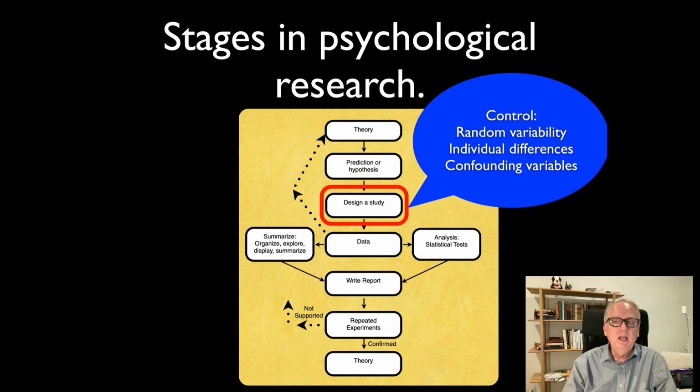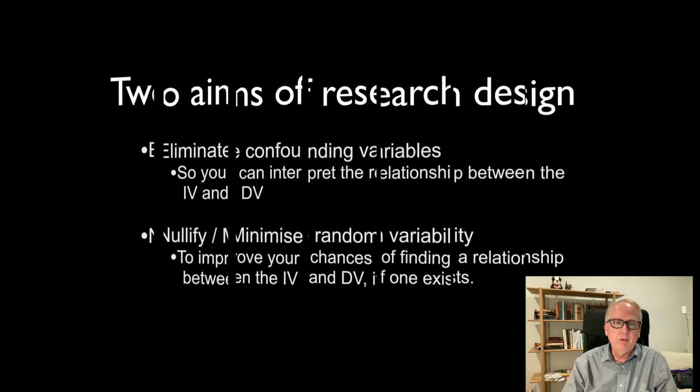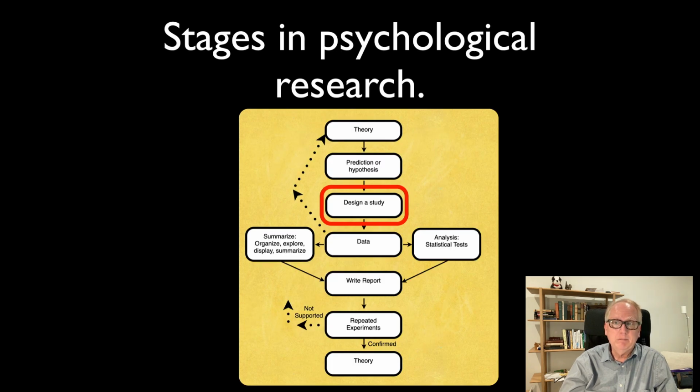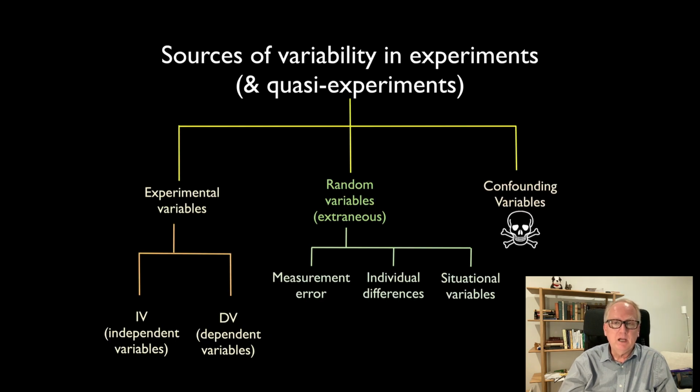So like I said, one of our aims is to reduce this variability, and that would be to reduce confounding variables so that you can interpret the relationship between the IV and the DV. And then you also try to minimize any kind of random variability, again, to improve your chances of finding a relationship between the independent variable and the dependent variable if one exists in an experiment. So let's go back and talk about what a confounding variable would be then.